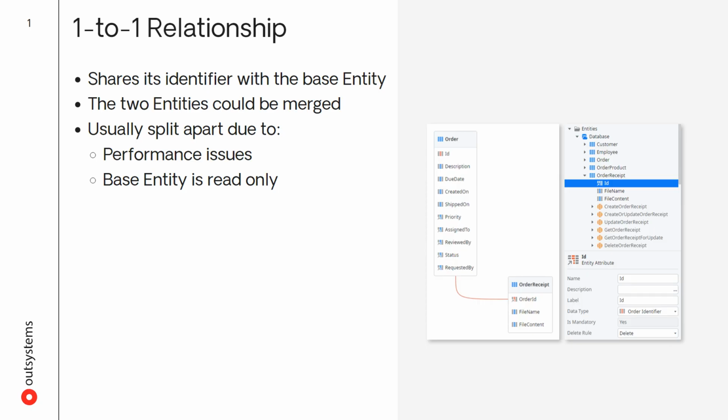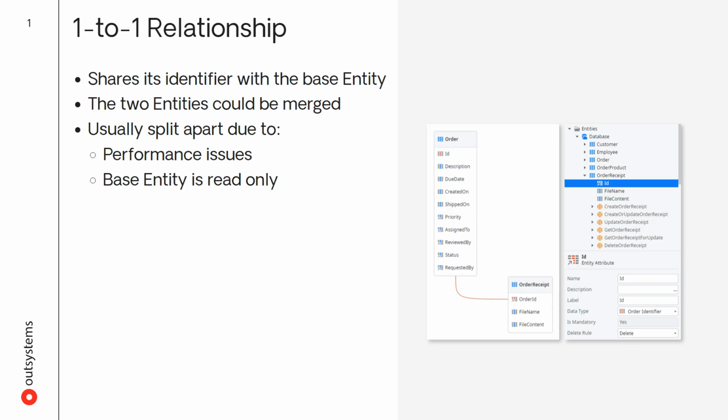In theory, the two entities in this relationship could be merged into one. However, there are some scenarios where it makes sense to split them in two, with the one-to-one relationship defined between them. A good scenario of that is to avoid performance issues.